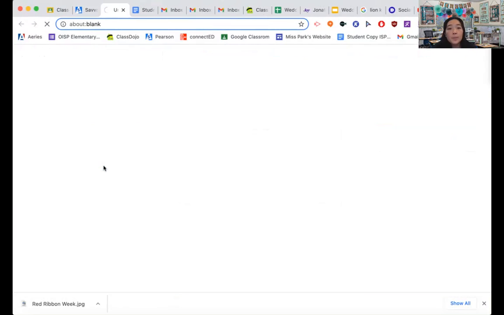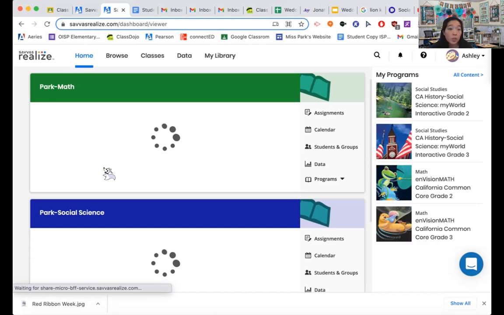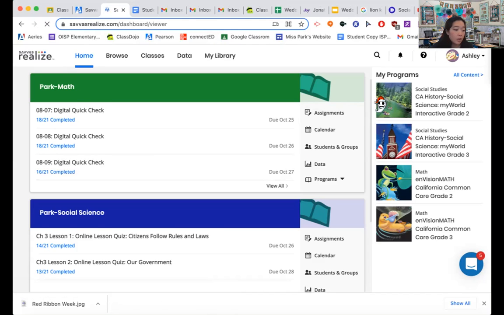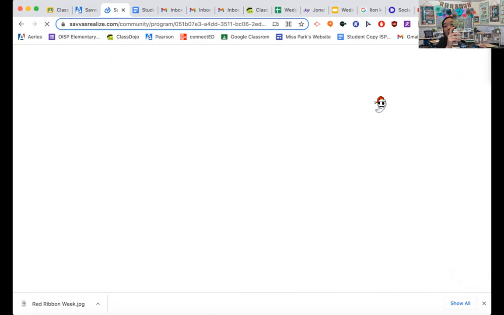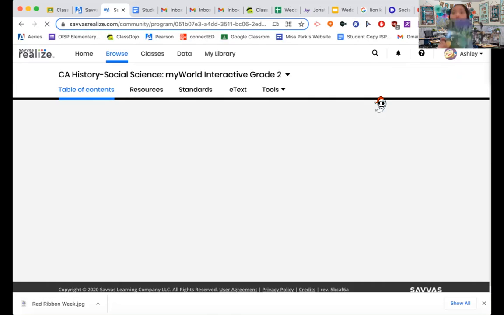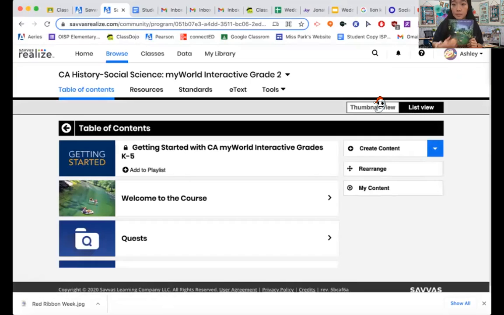And then once you're here, you're going to go to the right-hand side and you're going to click on the social studies book. Now, if you want to use your book, you can actually use your book as well. It's going to be the My World Interactive. Looks like this. Okay, this is the book you need.